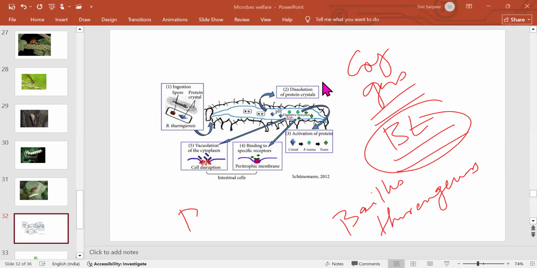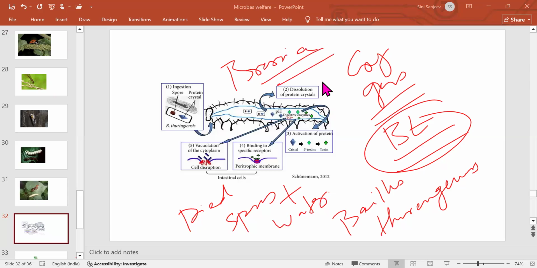So usually they are available in the form of dried spores. These dried spores are mixed with water and then sprayed on the plants. This was first used in Brassica genus plants. The dried spores of the cry genes, that is the BT, are mixed with water and sprayed onto the plants. Once they are sprayed, the caterpillars feed on the spores, and the toxin gets released when it reaches the digestive system of the caterpillar.